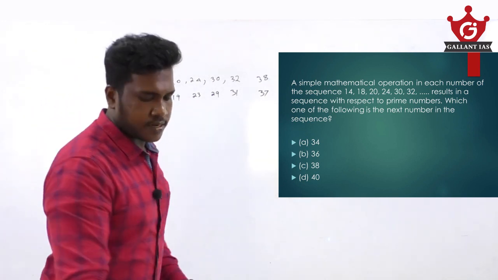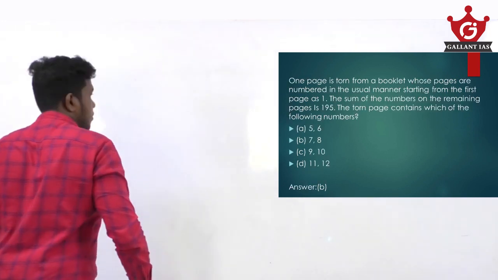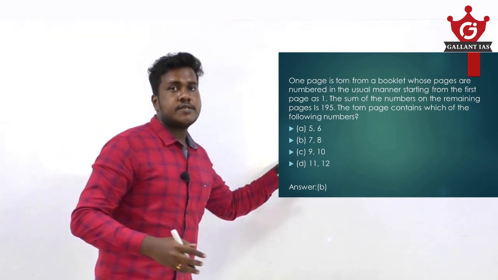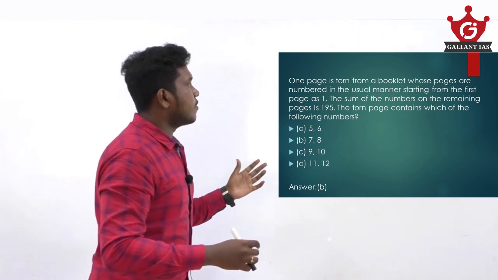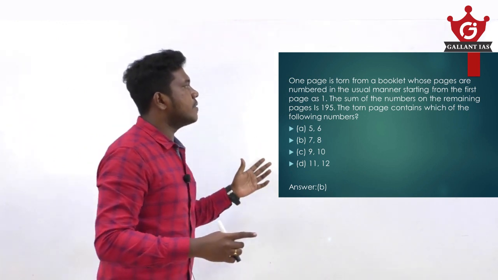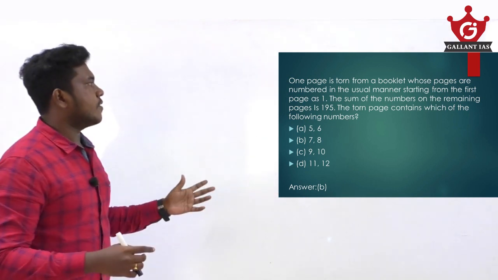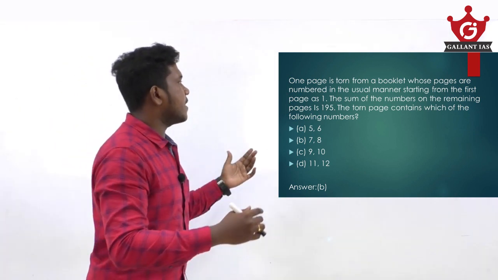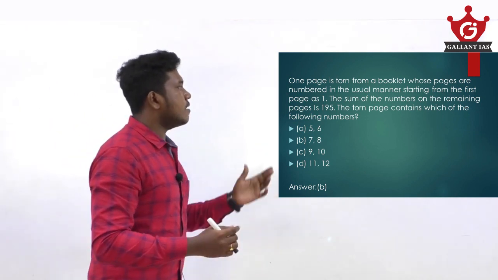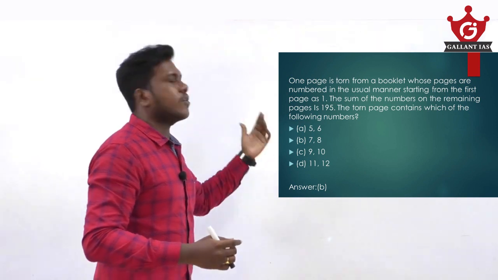It's a very simple question, right? Now let's move on to the next question. So this is actually a very important question. Okay, now look here. One page is torn from a booklet whose pages are numbered in the usual manner, starting from first page as 1. The sum of the numbers on the remaining pages is 195. The torn page contains which of the following numbers?